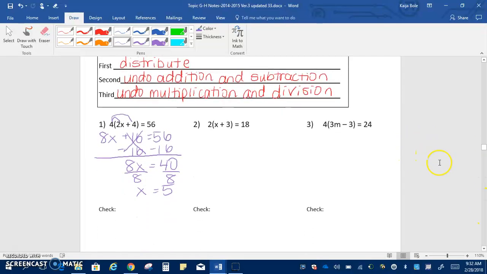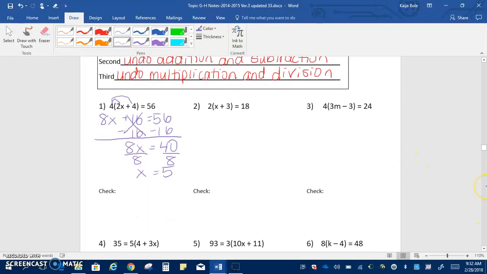Okay, so now if we go in and check, still plugging in for x, so we have 4 times the quantity 2 times 5 plus 4. Check to see if this equals 56. Got to do our parentheses first, so we have 4 times 10 plus 4 equals 56. We add the inside of the parentheses, 4 times 14 then equals 56. And it does work, we get 56 equals 56. So that means we are good to go.